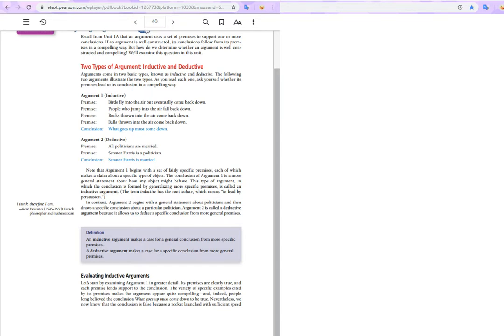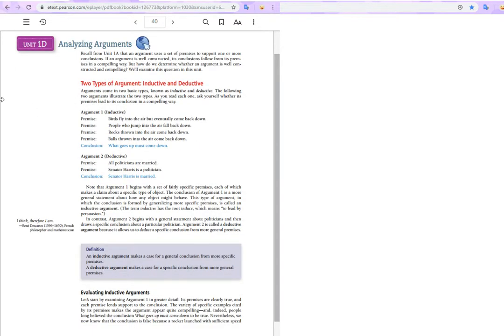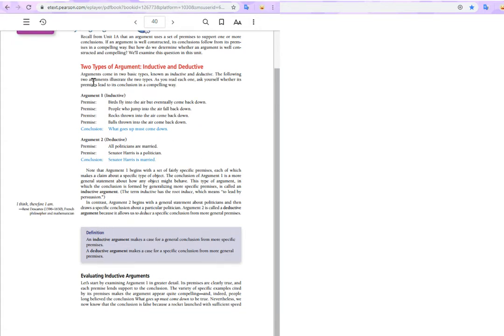I'm just going over the textbook here, looking at section 1D, looking at two types of arguments, inductive and deductive. It's got an example here of an inductive argument where you've got something specific: birds fly in the air but eventually come back down. And we hit on what goes up must come down, and the second, deductive argument. And so I'm reading over this.